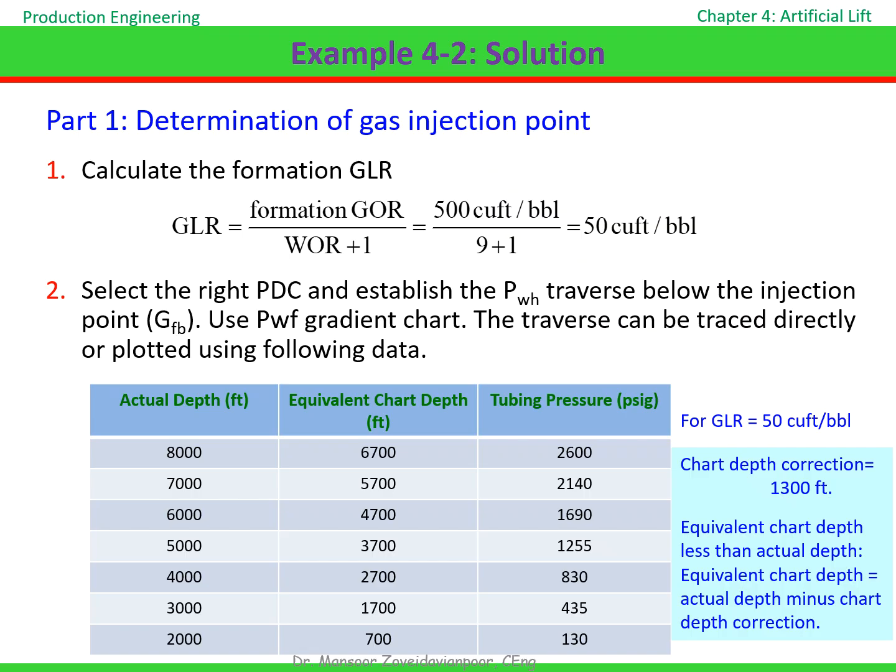The first step is to calculate the formation GLR, which in this example is 50 SCF/BBL. Using that GLR, we select the appropriate pressure distribution chart and construct GFB, the pressure traverse below the injection point. The table simply summarizes the pressure values obtained at different depths. Focus on the method: determine the GLR, select the correct chart, then build the pressure traverse.